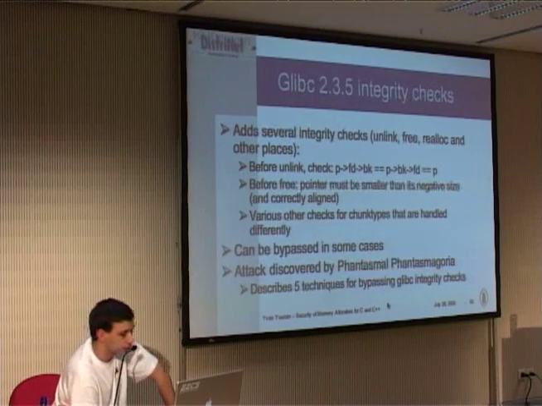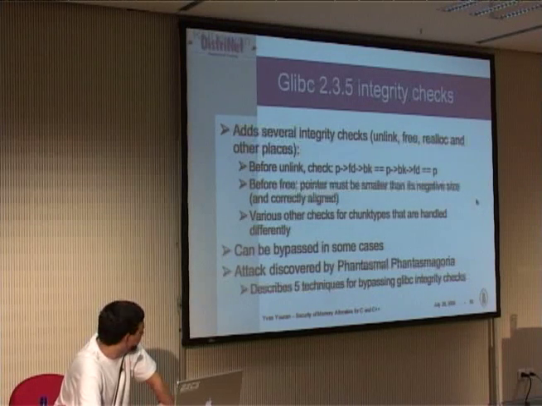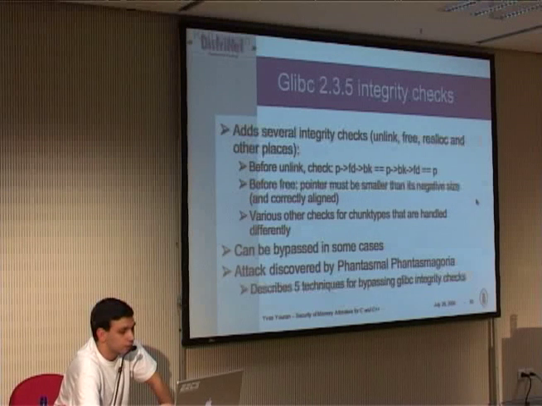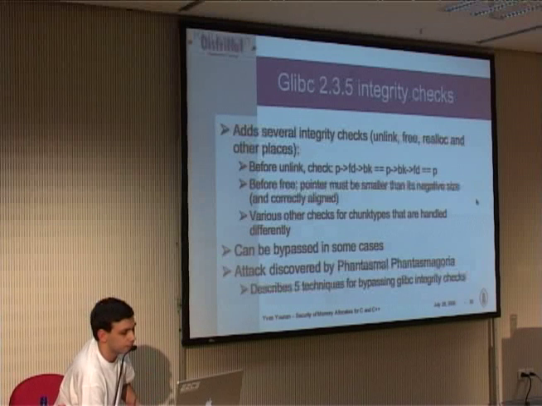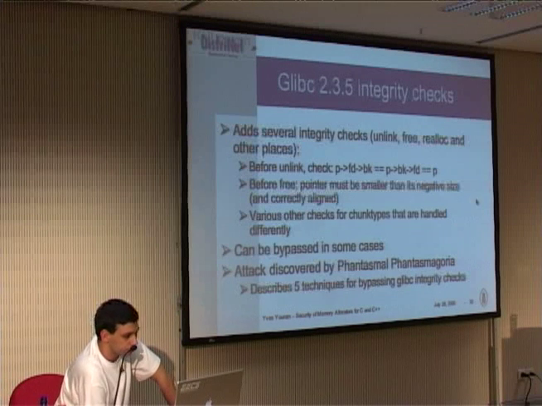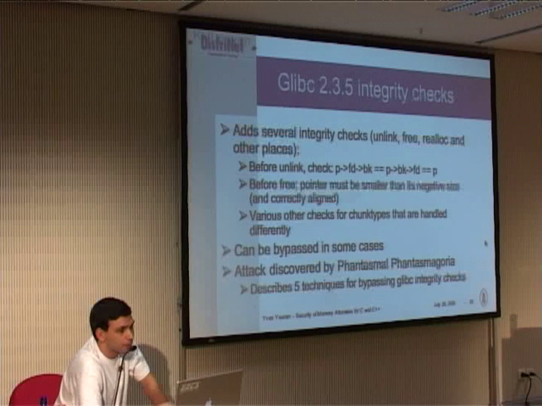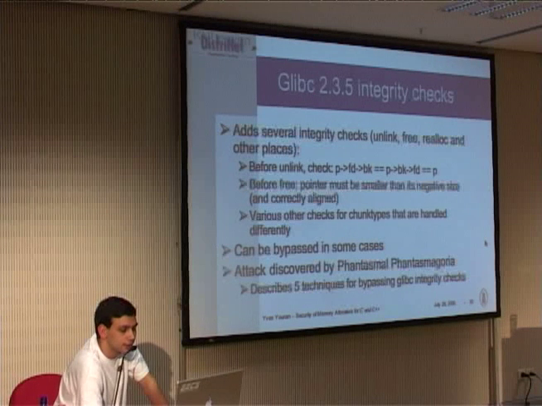glibc added some integrity checks in the latest version. Before unlinking a chunk, it checks if the pointers actually point to sane information. And it will also do some extra checks in different places of the allocator. For example, before free, it will check if the pointer being freed is smaller than its negative size, because this is usually an attack vector. However, Phantasmagoria recently released a paper in which he describes 5 techniques for bypassing these integrity checks, so they're not 100%.